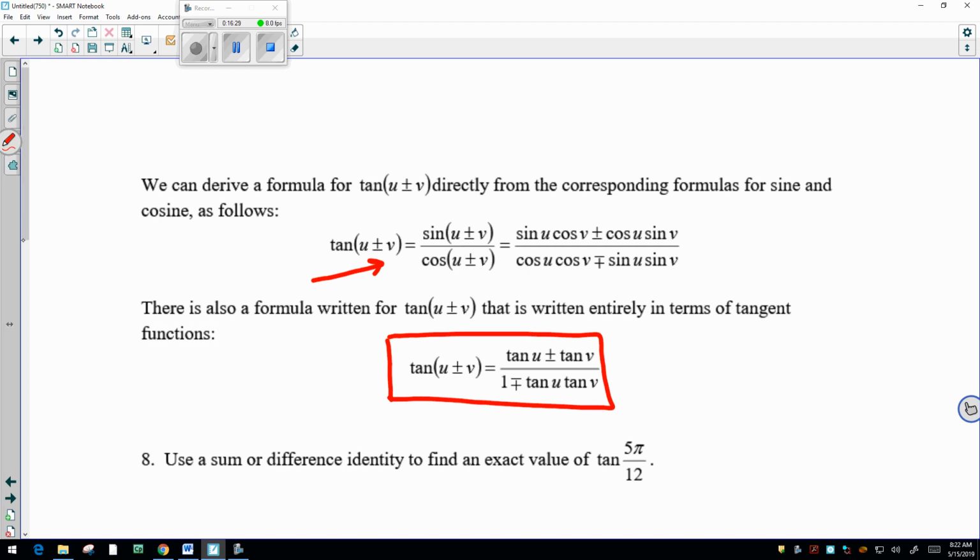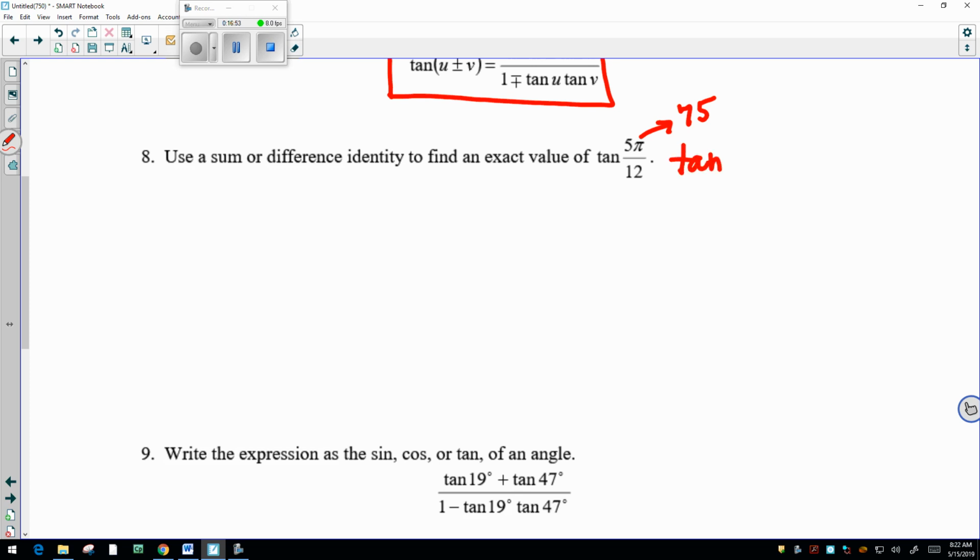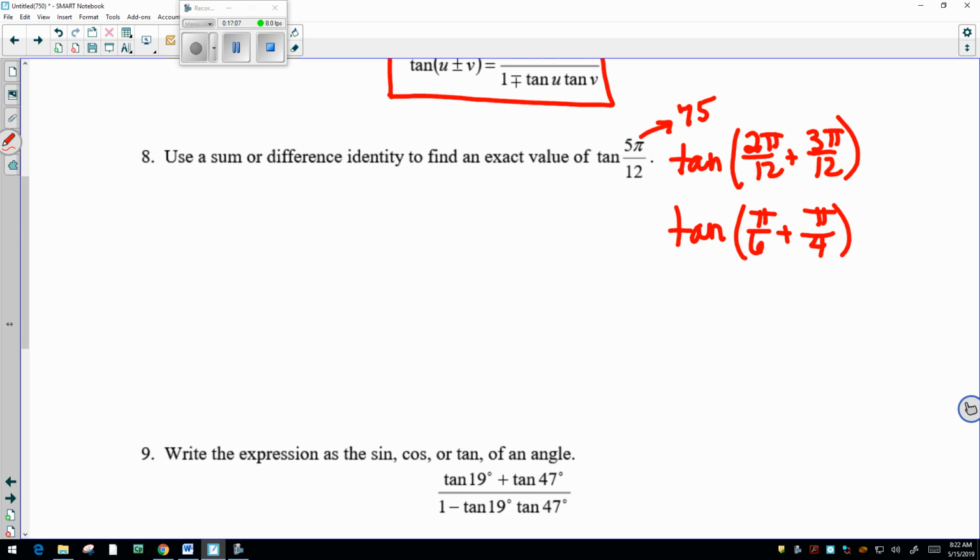Okay, so we have tangent of 5 pi over 12. Again, this is something that you could convert into degrees if that's more comfortable for you. This is representing 75 degrees. So I'm thinking to myself, if that's 75 degrees, I could do something like 60 plus 15. That's an option. If I did this in radians, just so we can see how this works, this would be like saying tangent of 2 pi over 12 plus 3 pi over 12, which when we reduce this gets me pi over 6 plus pi over 4. And remember what we said, I could do 60 plus 15. That's really what that is.